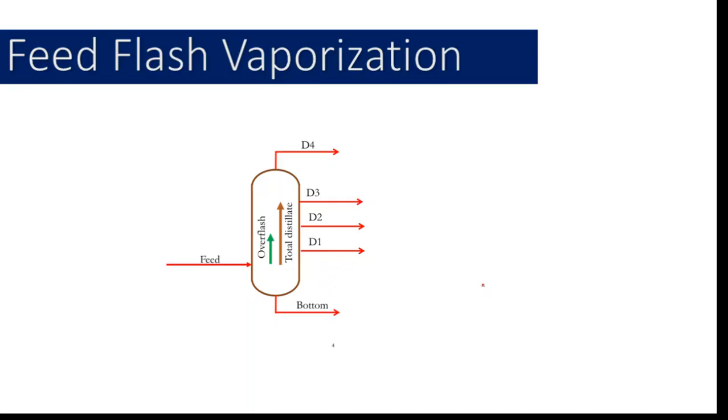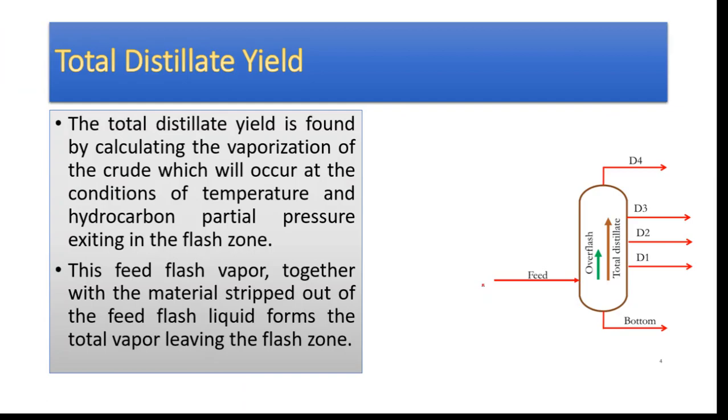Feed flash vaporization. In this topic we are going to learn some important aspects about the calculations of total distillates. We all know the meaning of total distillates. Basically, all the distillates D1, D2, D3, D4, the sum of all these distillates, is named the total distillates. All these total distillates are in the vapor phase when leaving through the flash zone.